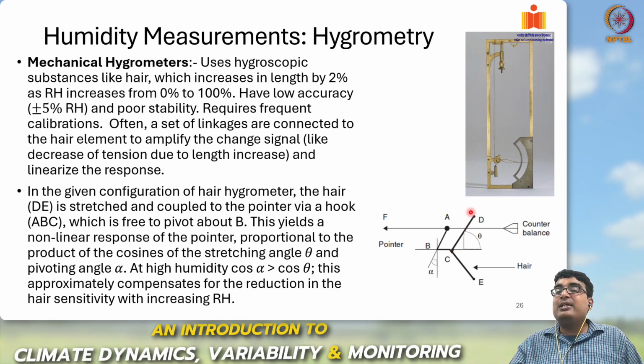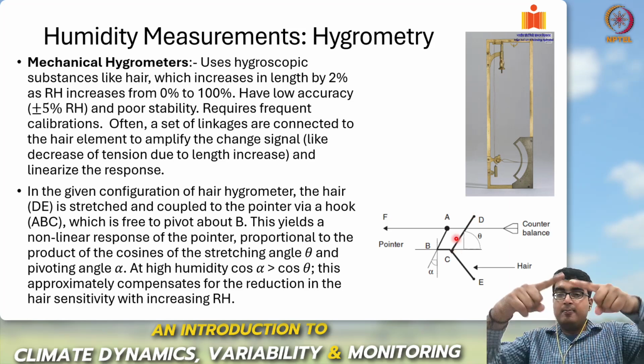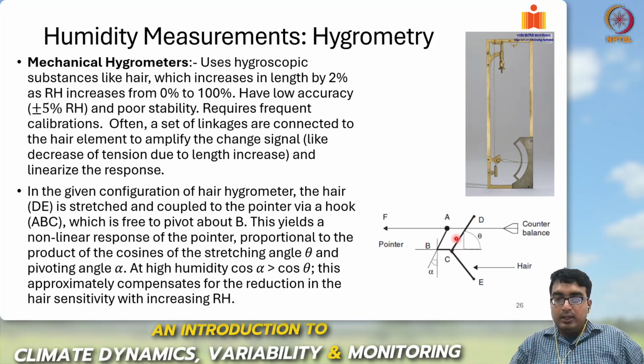BCE is the horsehair or the hair element. A hook is stretching it and making it bend. So there is a hook here which is attached to this hair element and is pulling it in this way. That is why it has a wedge shape. The angle of this wedge is this theta, the half angle of this wedge.